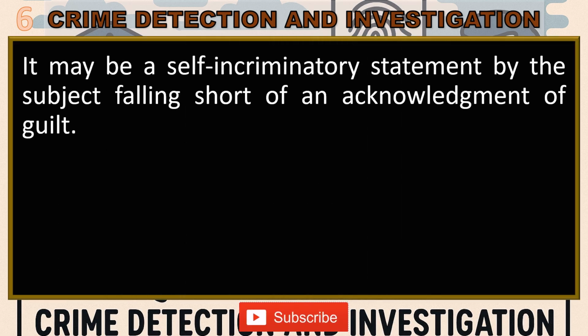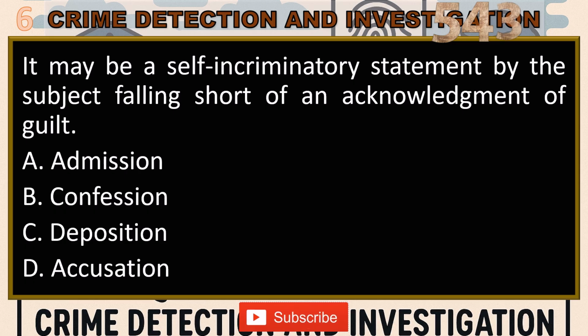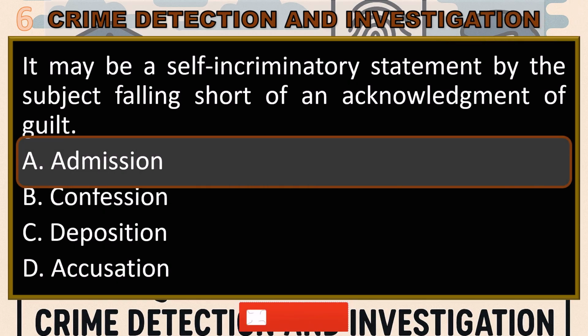It may be a self-incriminatory statement by the subject falling short of an acknowledgement of guilt. Letter A, admission. Letter B, confession. Letter C, deposition. Letter D, accusation. In the next 5 seconds, select the best response from the available options. The letter of the correct answer is A, admission. An admission may be a self-incriminatory statement by the subject falling short of an acknowledgement of guilt.